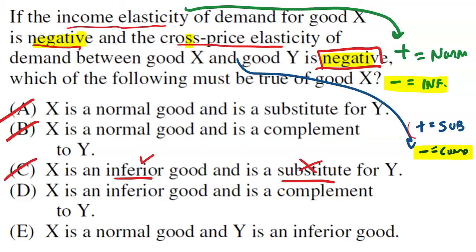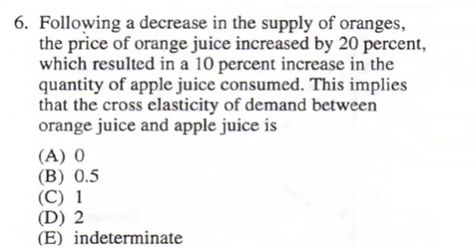Is it answer choice D? Well, it's an inferior good, so yes. Is it a complement good? Yes. So answer choice D is the correct answer here. For this one, following a decrease in the supply of oranges, the price of oranges increased by 20%, which resulted in a 10% increase in the quantity of apple juice consumed. This implies that the cross-price elasticity of demand is.